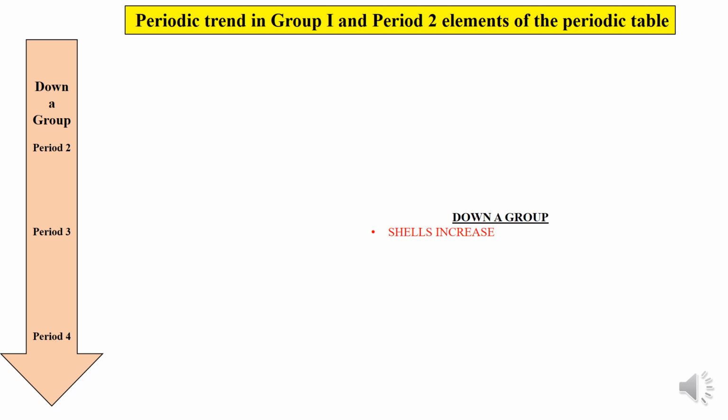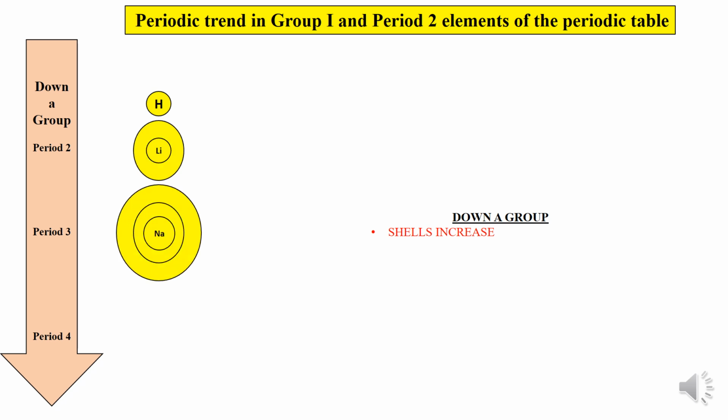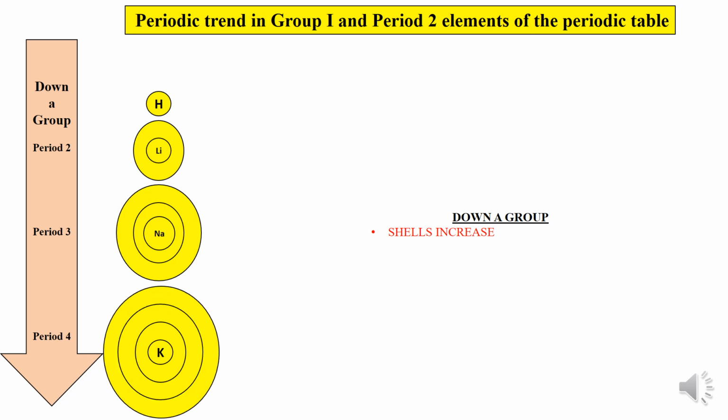Now down the group, the shells increase. Hydrogen contains 1 electron shell, lithium with 2 electron shells, sodium with 3 electron shells, potassium with 4 electron shells, rubidium, cesium, and francium with 5, 6, and 7 electron shells respectively, which is not shown here.